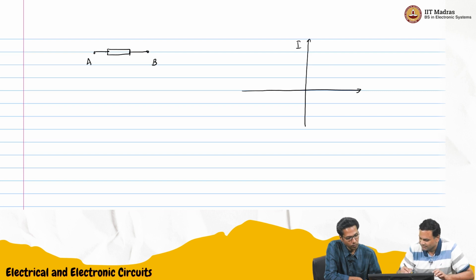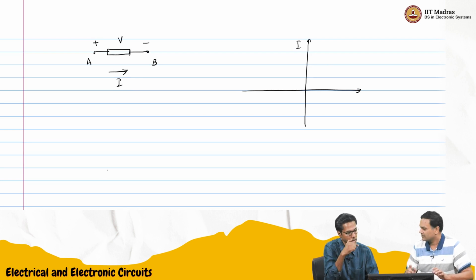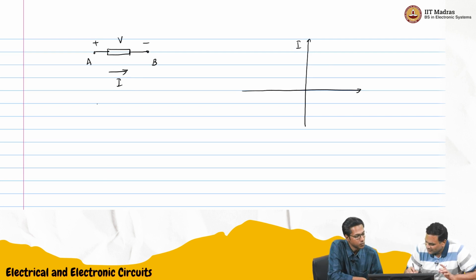Interestingly, if I were to draw the IV characteristics, I'm going to draw I versus V. So I have a current I and a voltage V, the voltage across the device and the current through the device. Let's do it for a resistor first, and then we'll compare. I have a resistor R, with current IR and voltage VR.